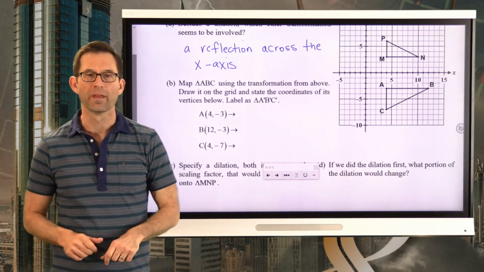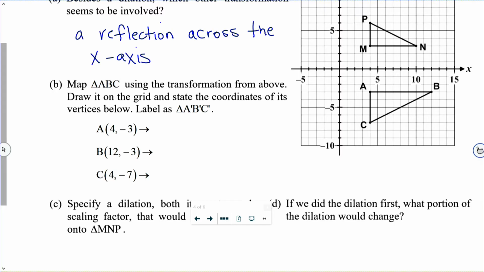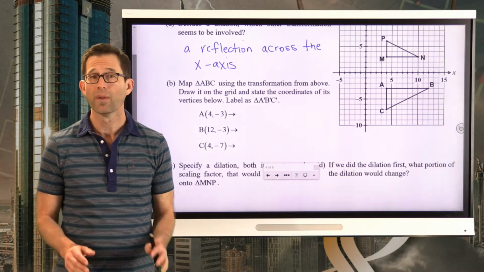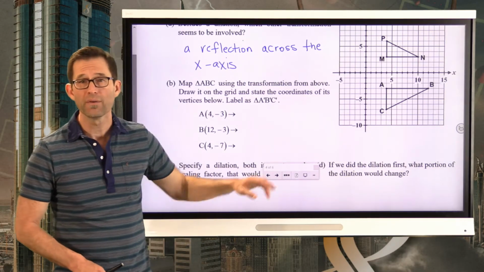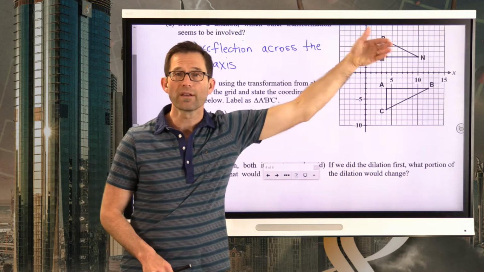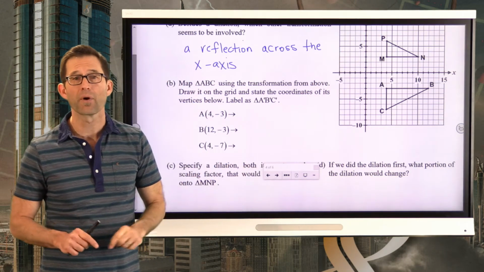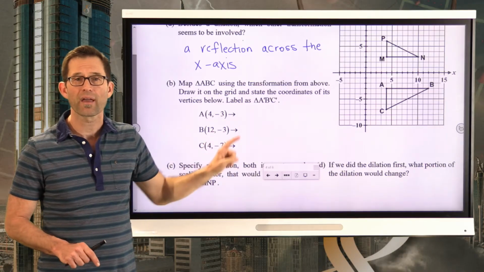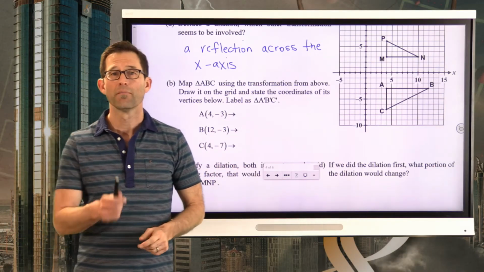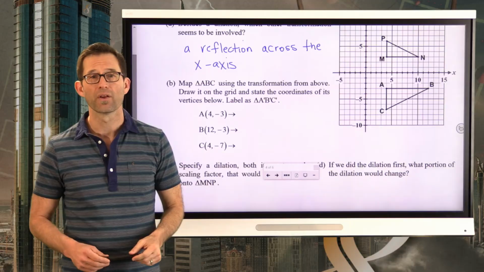Let's take a look at letter B. Map triangle ABC using the transformation from above, i.e. the one in A. Draw it on the grid and state the coordinates of its vertices below, label as A', B', C'. All right, well, this is a great review problem. Why don't you take this triangle, reflect it across the x-axis, plot the new triangle, A', B', C', and show that kind of mapping down here. Pause the video now and go through it.